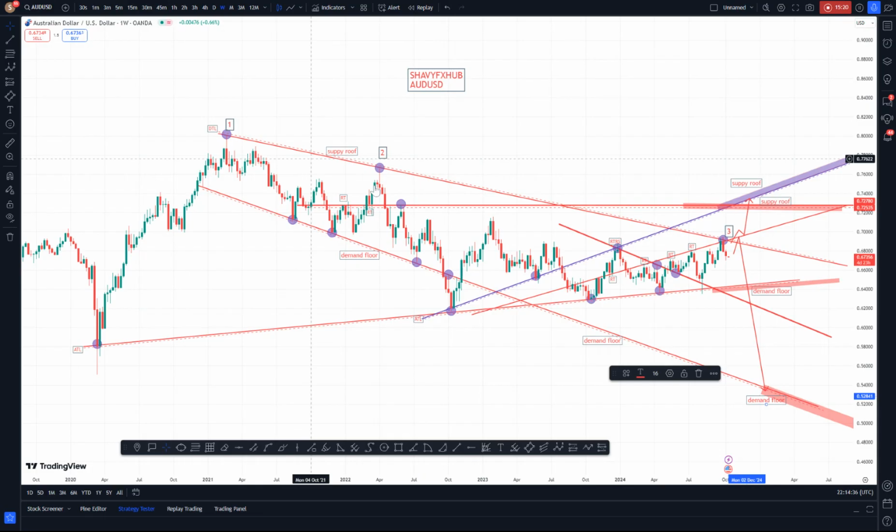The last two touches came with a very strong rejection candle to the zone, but resistance 1 and resistance 2 create a descending structure I call DTL. So we want to see price come down to the demand floor. First layer demand floor, second layer demand floor. This is the price action. This is what the structure is saying. So we'll be looking at it, and for now, AUD USD remains sell.